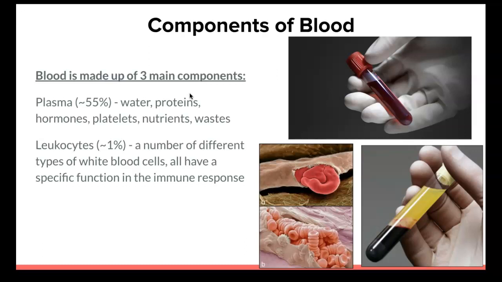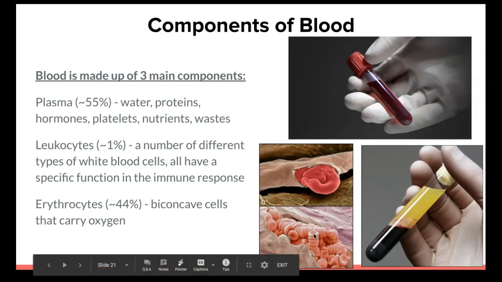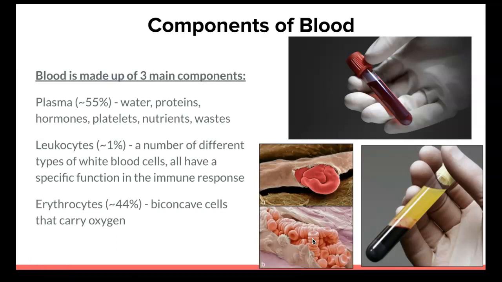That's the liquid portion. And then the two things that make up our solid portion are white blood cells, also known as leukocytes, a very small amount of that. These are the ones that are going to help with our immune response, which helps us fight off infection. And we also have erythrocytes, which are red blood cells, and they are biconcave discs. You can see them right here, and they carry oxygen and a little bit of carbon dioxide. So those are our solid portions in our blood.